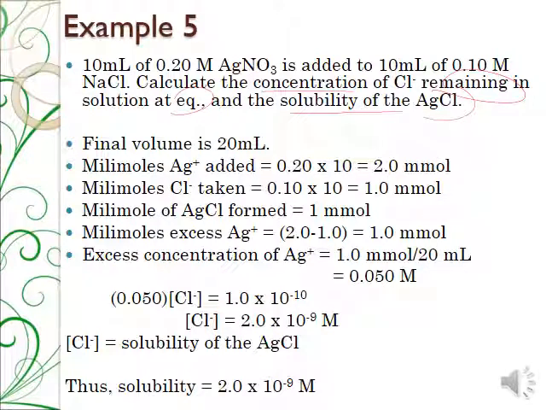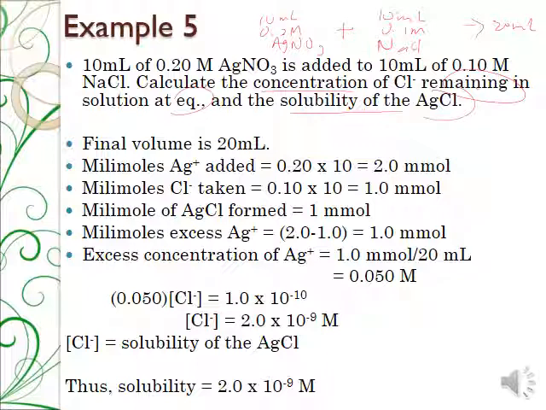So we have 10 ml. Let me just write here all the information given. That's how you solve a problem. Silver nitrate is added to 10 ml of 0.1 molar sodium chloride. Because 10 ml is added to 10 ml, the final volume is 20 ml. Now we have volume, we have molarity of each.